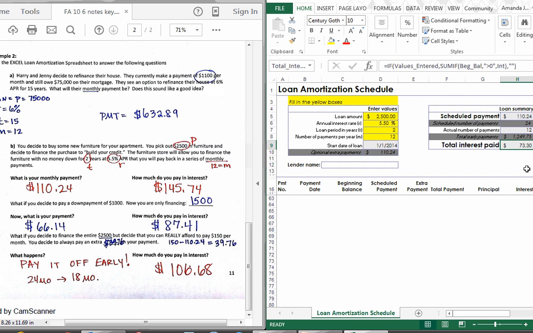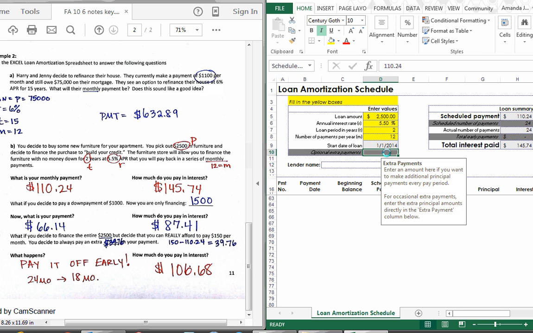We are paying $73.30 in interest as well. Okay, so this little box down here that says optional extra payments, that's if you decide to pay more than you were scheduled to pay. This is a really good idea if you want to try and pay off the loan early, because what happens is all of that extra money goes towards paying off your principal.